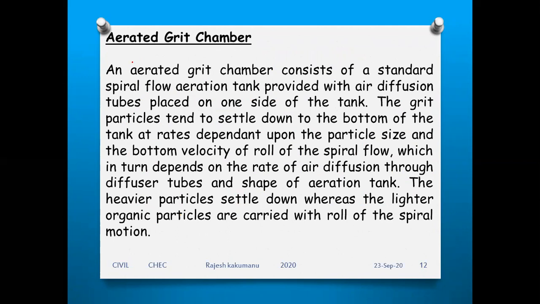The first one is an aerated grit chamber. The aerated grit chamber consists of a standard spiral flow aeration tank. So it has a standard spiral flow.